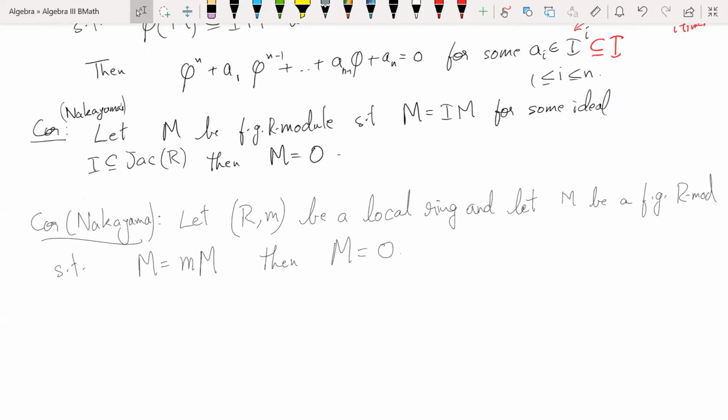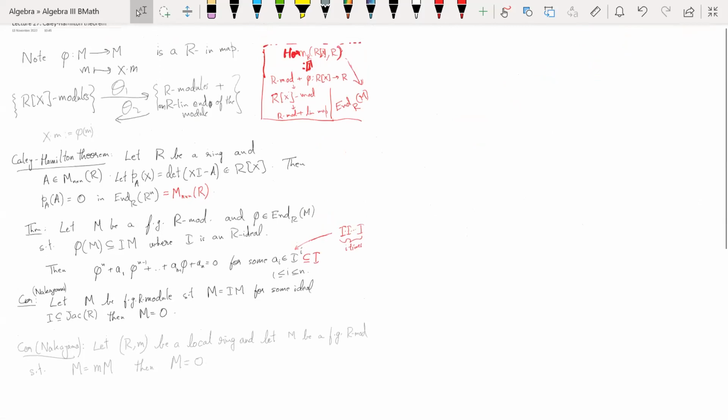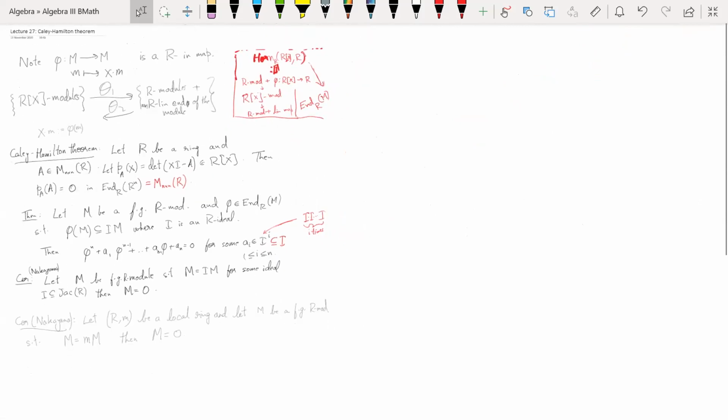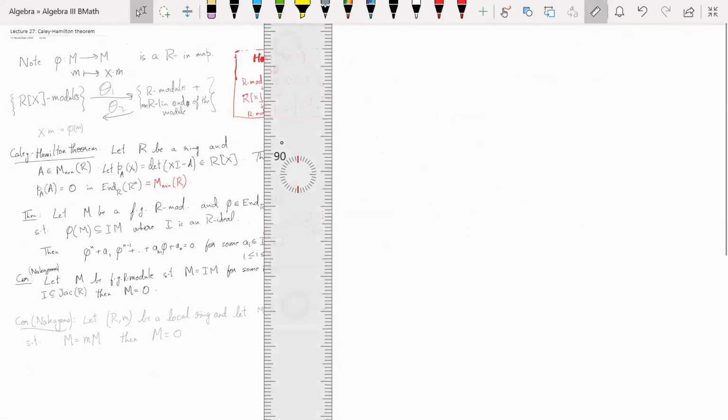So of course, this corollary follows immediately from the first one, because what is the Jacobson radical of a local ring? What is the Jacobson radical of R? It's the maximal ideal. So if you take I to be the whole of the Jacobson radical, or in this case the maximal ideal, then you apply the previous one and you get this one straight out. And we'll see how various statements follow one after another.